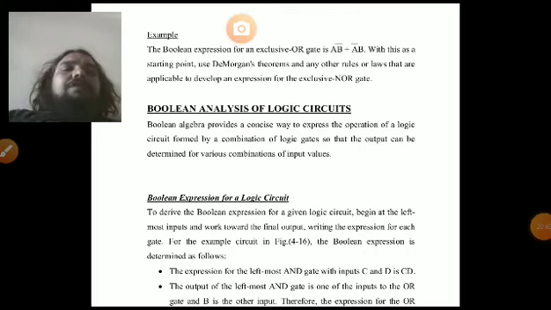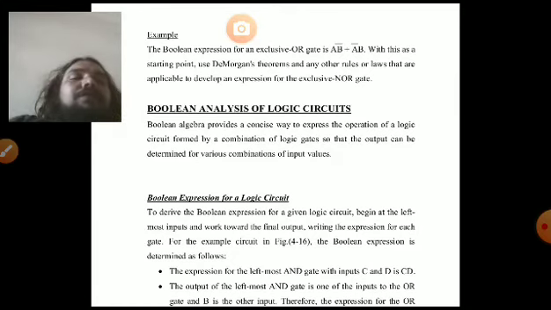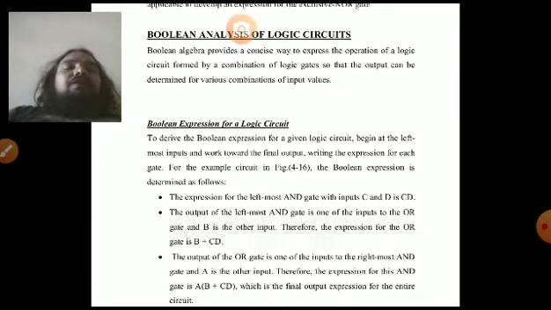Boolean analysis of logical circuits. Boolean algebra provides a concise way to express the operation of a logical circuit formed by a combination of logic gates, so that the output can be determined for the various combinations of input values.